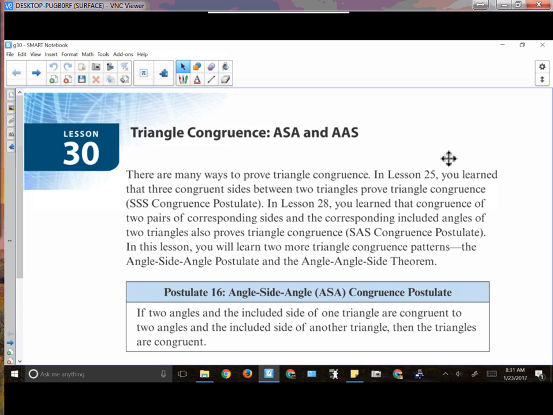Now, remember, the way the letters are in order is the order that we have to think of them. So when we're dealing with a side, angle, and a side, we need a side, then we need an angle, and then it's side. What makes up that angle?